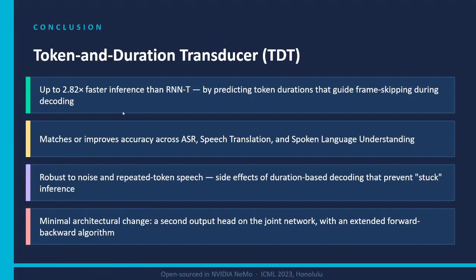To summarize, TDT's core contribution is achieving maximum efficiency gain with minimal architectural changes. It boosts inference speed by nearly 3 times, maintains or improves accuracy, and provides bonus resilience against noise and infinite loops. As demonstrated by Melops, TDT is highly suitable for deployment on consumer-grade hardware.